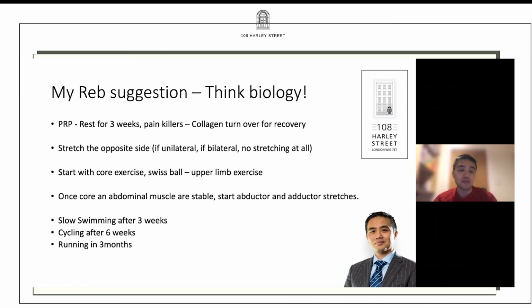Because we need the biology to work. If the biology doesn't work, there's no point. I ask them to rest for 3 weeks. The reason is that there is a collagen turnover in the body. It takes approximately 3 weeks, and this is why we do it that way.